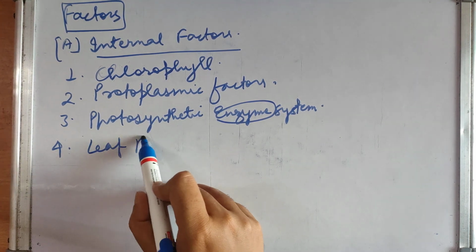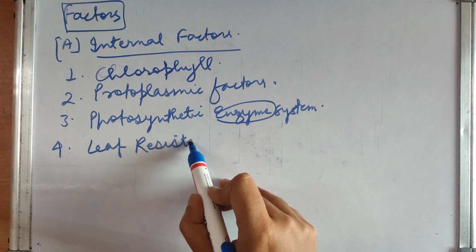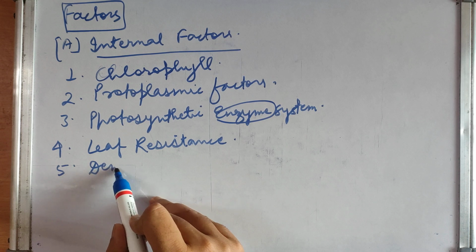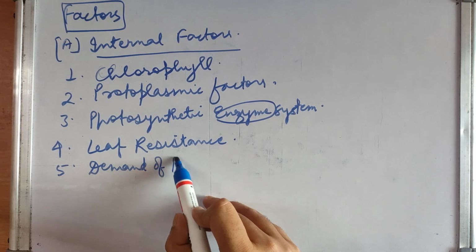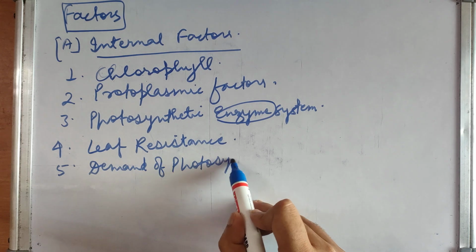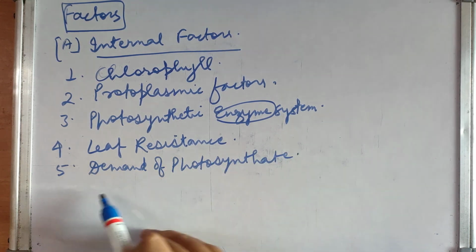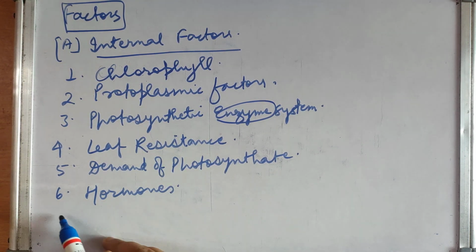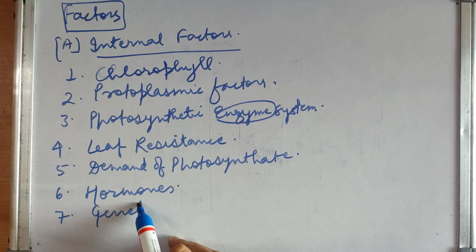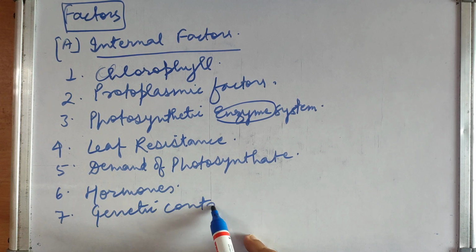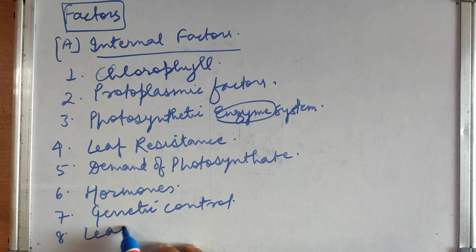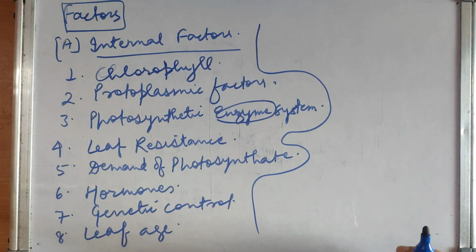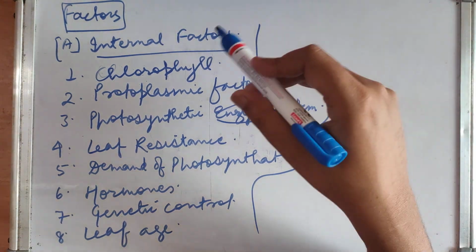Leaf resistance, demand of photosynthate, there are many roles of hormones, genetic control dependent on the genes, and leaf age. The older leaves are not able to do as much photosynthesis as mature leaves. Now these are internal factors.